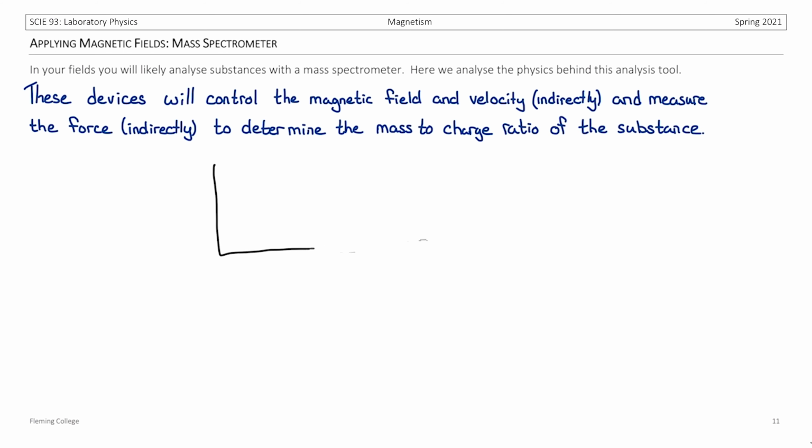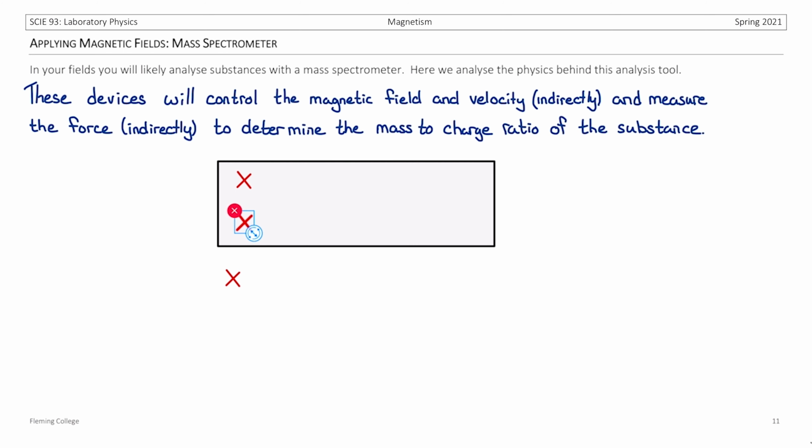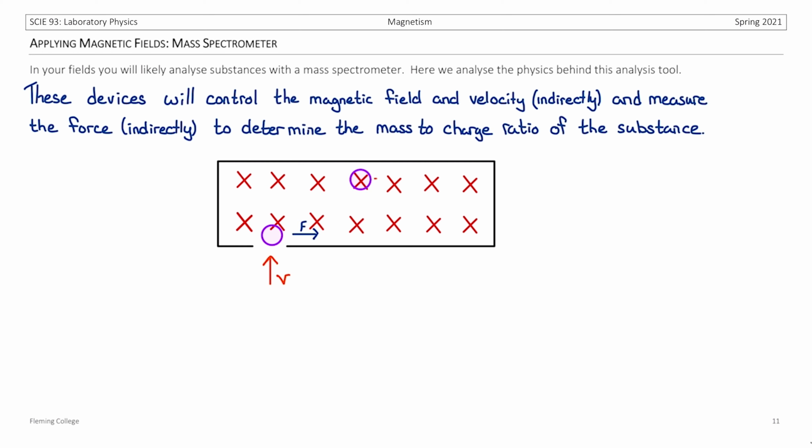So we see that these devices have a fixed magnetic field inside of them, and we can launch a particle into them with a controlled velocity. And because this particle will have a charge on it and it's moving in a magnetic field, it'll have a force. And this force will point towards the center.